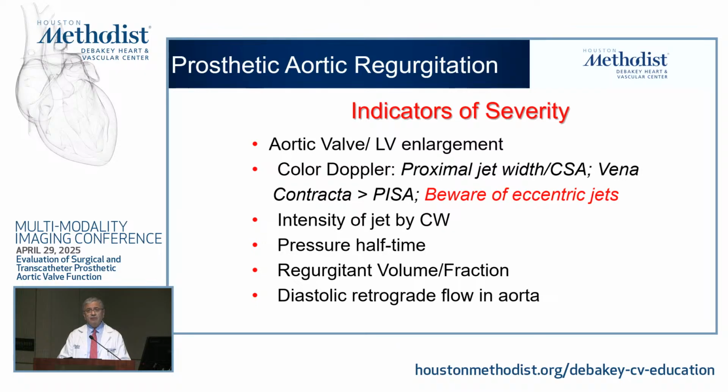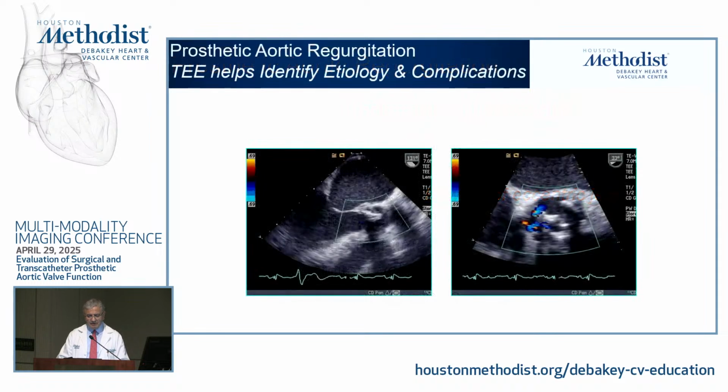Diastolic retrograde flow in the aorta is helpful, is specific, but not sensitive. Meaning if I don't see a diastolic flow reversal, it does not mean it is not significant aortic regurgitation. So it's specific, but not sensitive enough in those situations.